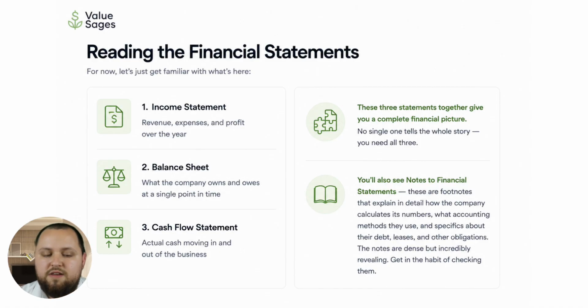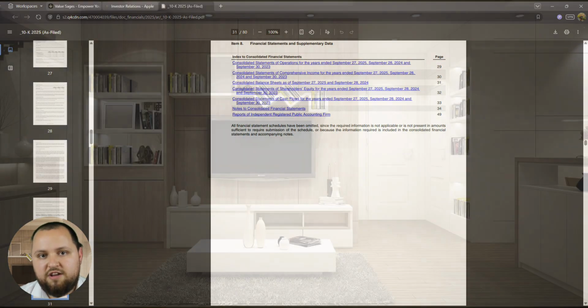You will also see notes to financial statements. These are footnotes that explain in detail how the company calculates its numbers, what accounting methods they use, and specifics about their debt, leases, and other obligations. The notes are dense but incredibly revealing. Get in the habit of checking them.